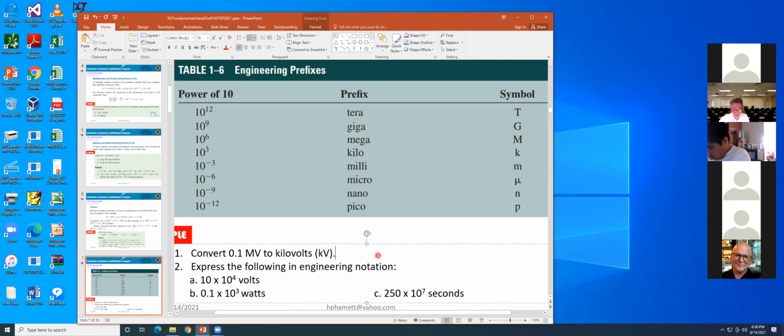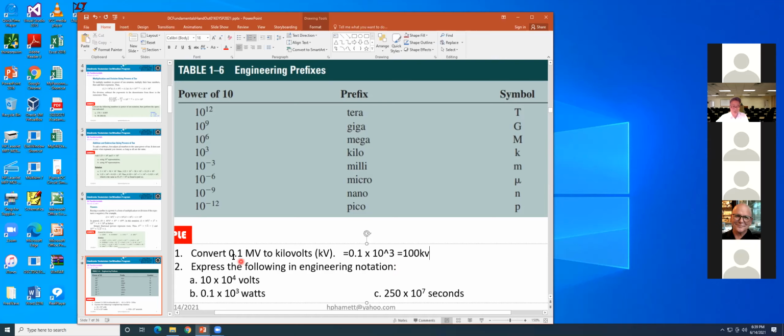That is the answer. So basically you can say equal 0.1 times 10, okay, power of 3, okay? So basically equal 100, right? Power 6. 0.1 times 10 power 6, mega is 10 power 6, yeah? Okay, you get 0.1 megavolt.